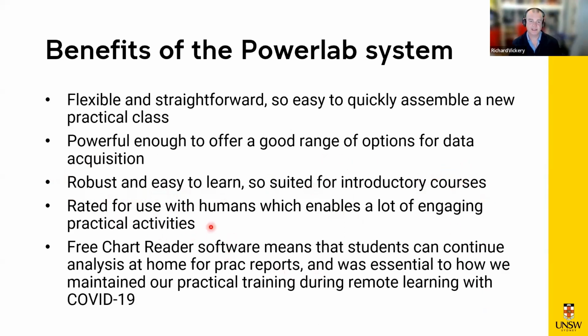And a big one for us is that it's rated for use with humans, which means that we can actually get the students taking part in the pracs. They can measure their own responses or those of their colleagues, and that makes it much more fun and immediate. It gets us around the problem of needing animal ethics if we were to do a lot of these experiments with animal tissue. And then the Chart Reader software, which students can install themselves and use at home, is very valuable. It means that they can take things home and work on it for a prac report. And it meant that during COVID-19, we could continue doing much of what we were doing.